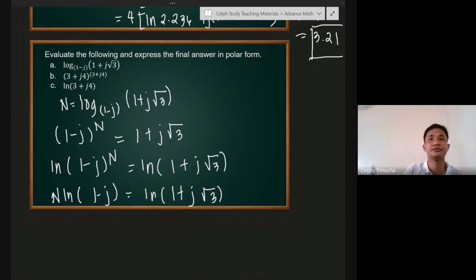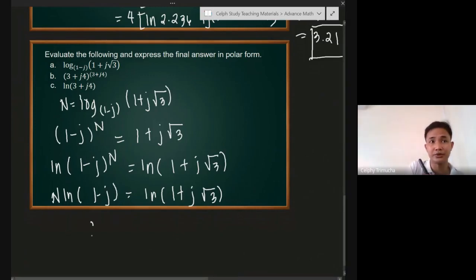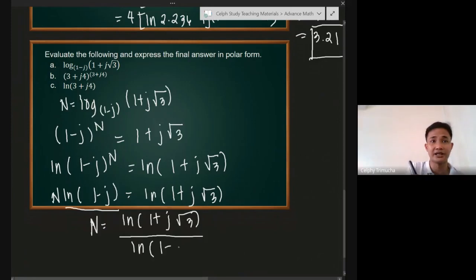Okay, so next, kinanglan natin makuha ang values ng n. So we will have to, pinaka-best nga way is to divide both sides by, okay, so para ang mabilin sa piyak is n na lang. So ang himuon natin is to divide both sides by ari na value. So we have ln of 1 plus j square root of 3, divide natin siya by ln of 1 minus j.